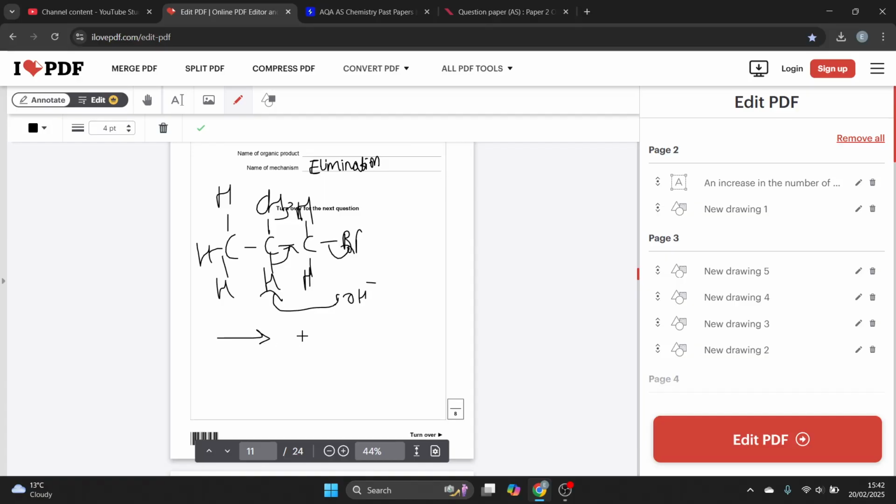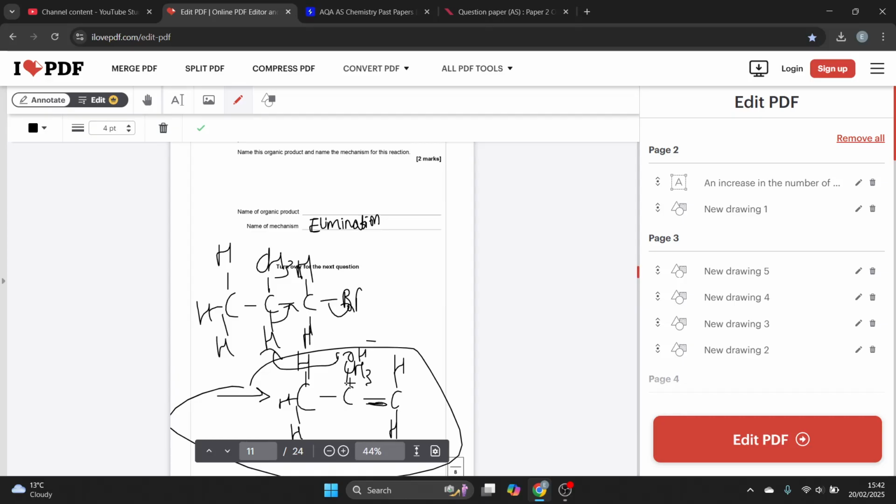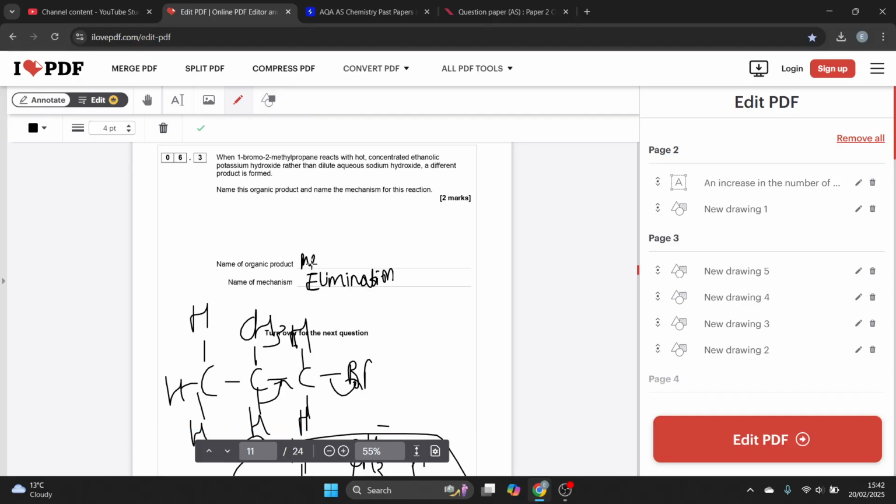Then what happens is you've got CH2, CH3, and a double bond here. You've lost the Br and you've lost the H+. Yeah, that's all that happens. So naming that product then, it's going to be, well, methane, ethane, propane. It's methylpropene. Methylpropene, and that's what I would recommend.